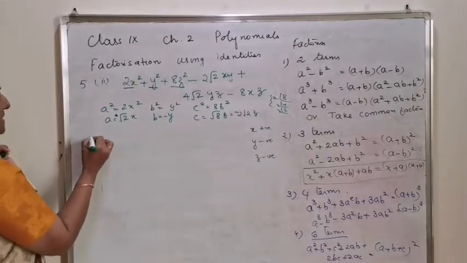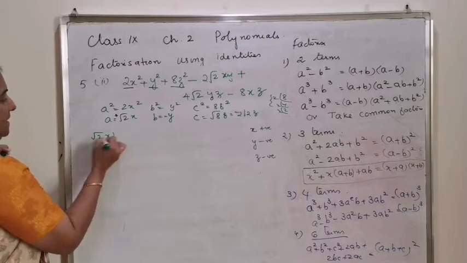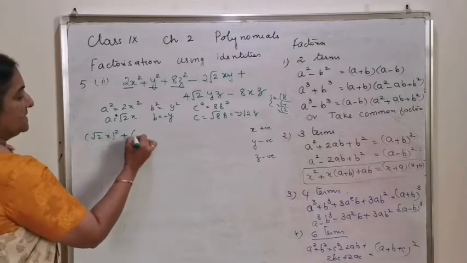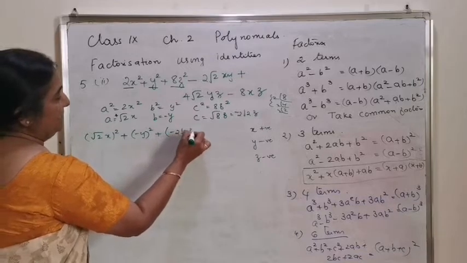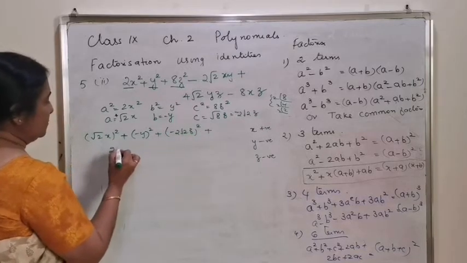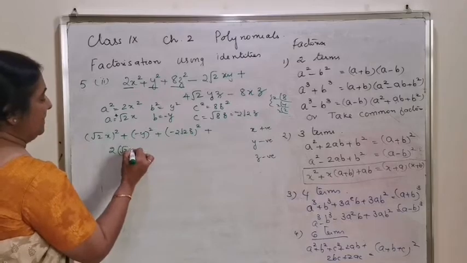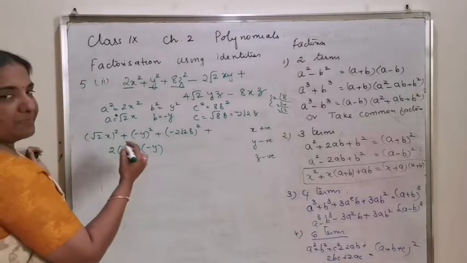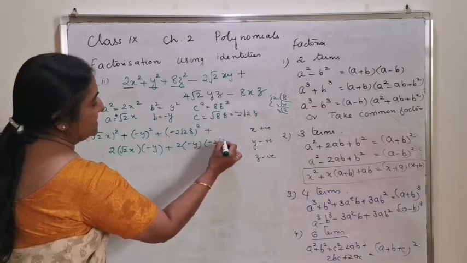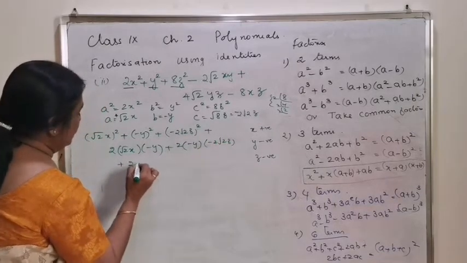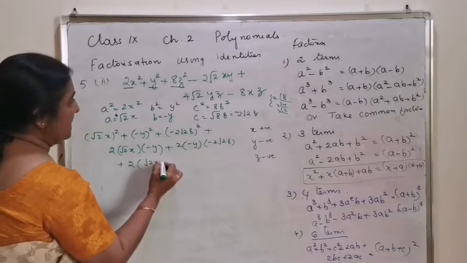Thus the arrangement is a square plus b square plus c square plus 2ab plus 2bc plus 2ac.